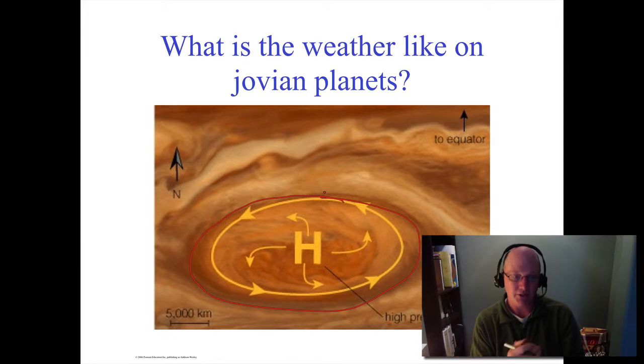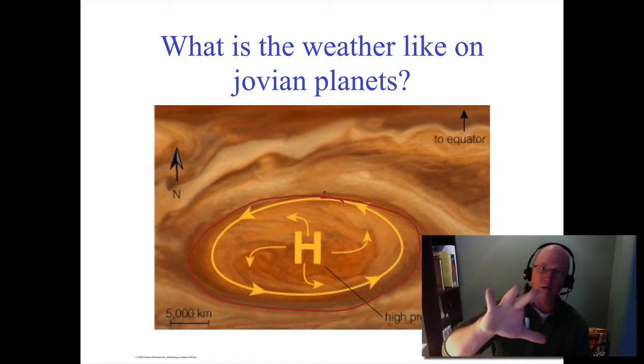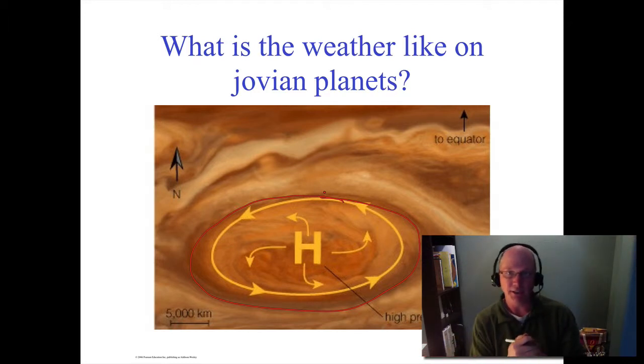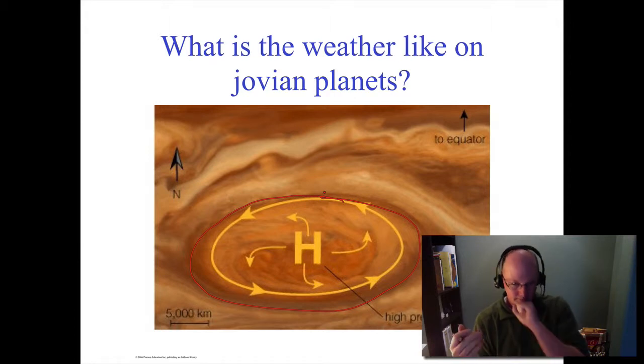So we can use this to study weather patterns and study the flow of gases in an atmosphere. And the reason these weather patterns persist for so long is because there's no solid surface for them to interact with. The reason weather patterns on Earth dissipate is because they move along the surface of the ocean or the land, and that friction dissipates the energy and causes them to break up. So we don't have that happening on Jupiter, so these systems can last forever.